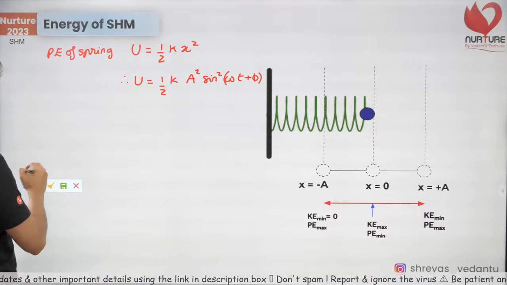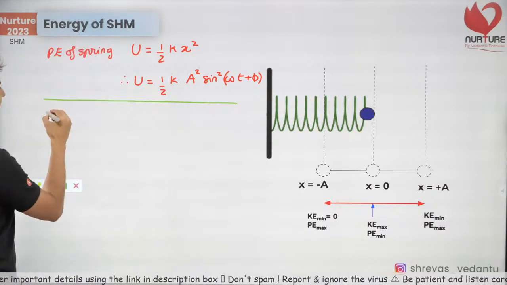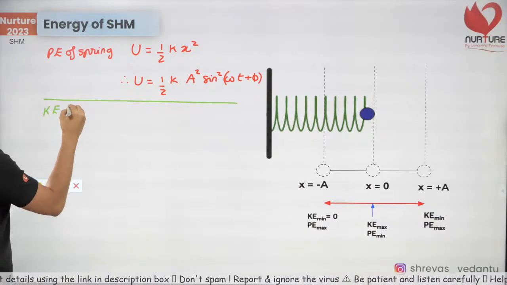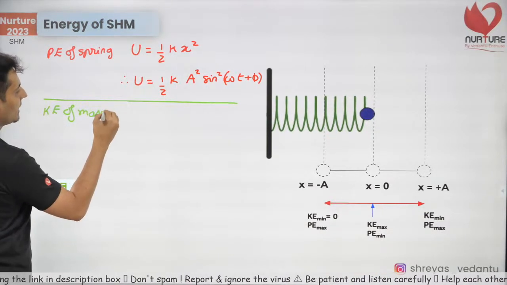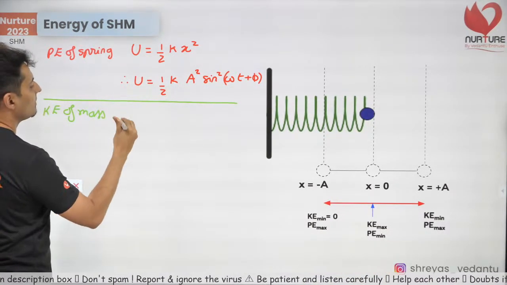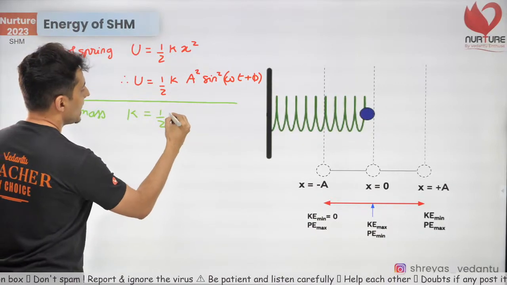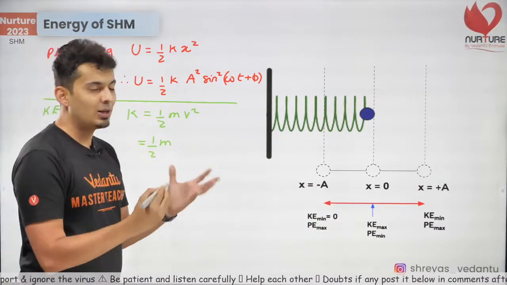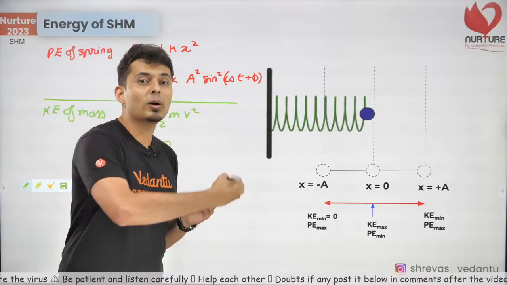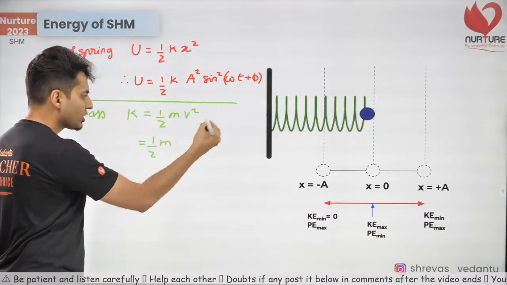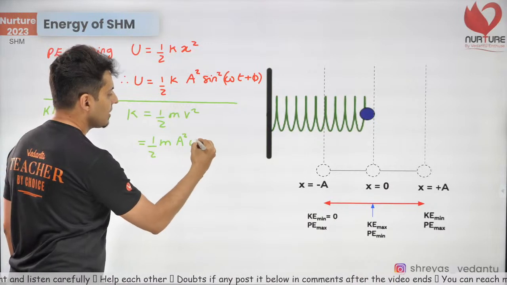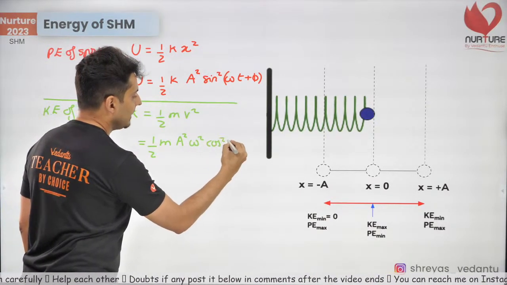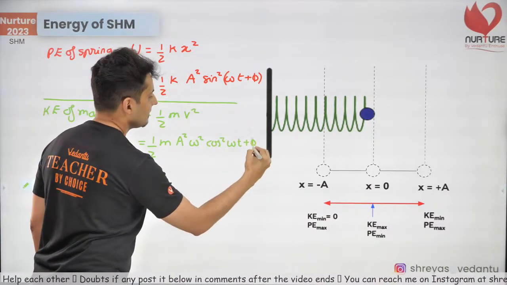Now let's do the next part. Imagine I want to find the kinetic energy of the mass. Okay, the kinetic energy of the mass. So obviously kinetic energy is half m v square, and we all know what the function of velocity is. It's A omega cos(omega t plus phi). So squaring it, it will become A square omega square cos square (omega t plus phi).